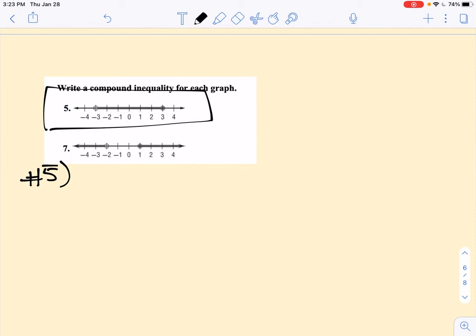So it looks like we've got -3, so we'll call it x. We'll say x is definitely greater than -3. It doesn't include -3, so we can't have the equal sign there. But it also looks like x also has to be less than 3. It can be equal to it, but x has to be less than or equal to 3.